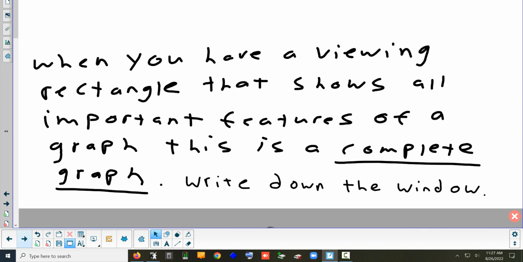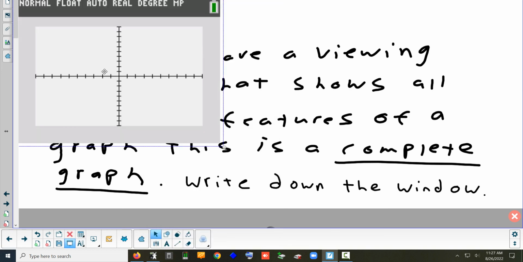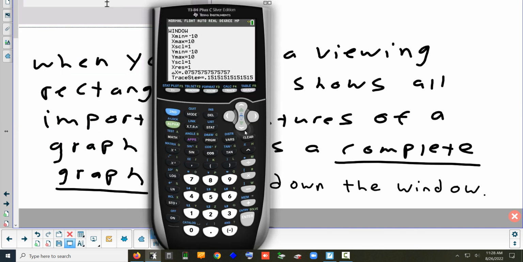Here's an example of a viewing window that is not good for this problem. Let's do zoom 6. Lovely, and it's done. That is not a good viewing window for this problem, right? I can't see anything. Now, even if I set the y-max up at 60, like we started out with, I would still say, well, yeah, you can see something, but that is not what I would call a complete graph.